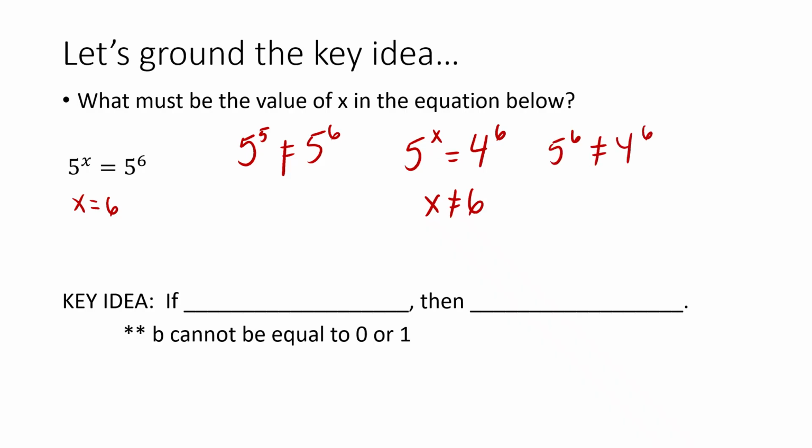Now, what that intro example is doing is it's establishing two things. One is if the bases match, then the exponents would have to be equivalent. That's the only way that the two sides of the equation would be equal. And if the bases do not match, then you most certainly cannot conclude that the exponents are equal. So here's our key idea. If b to the x is equal to b to the y, then x must equal y.